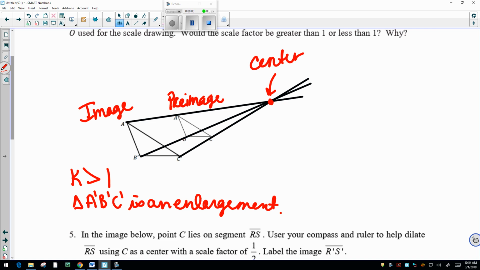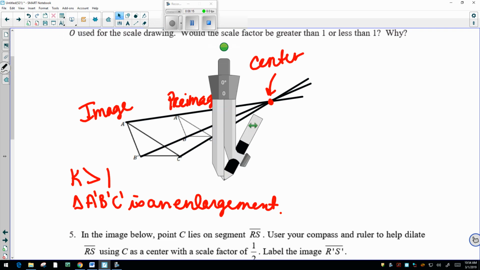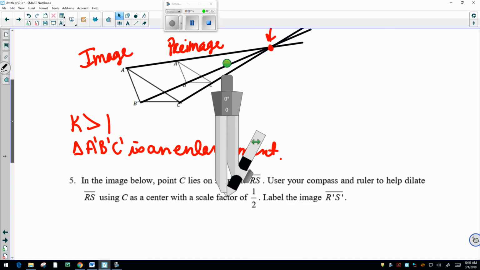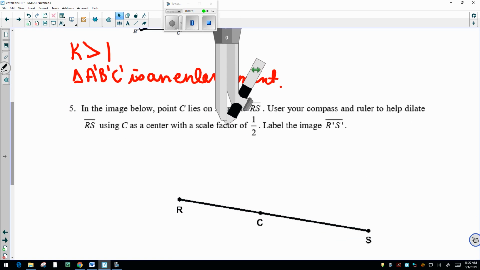Okay. We're going to take a look at doing another scale drawing. So again, we're going to need our compass. And a little bit different this time, we have just a segment. And it says in the image below, point C is lying on segment RS. And we're going to use our compass to help dilate segment RS with a scale factor of 1/2.